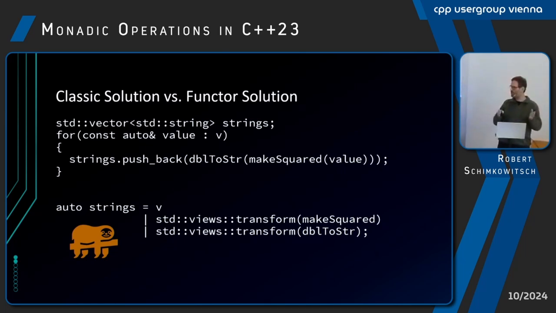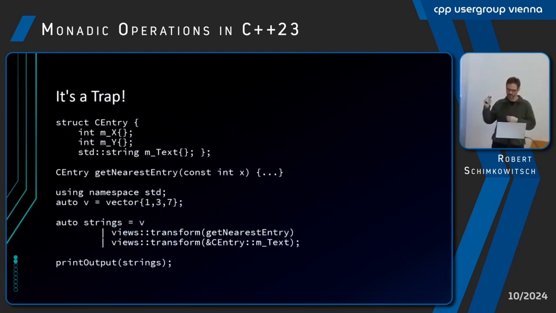There might be some overhead, especially on the memory side. So if you are on embedded and very memory constrained, you might want to benchmark this before using it. And there are traps. Of course there are, it's C++. So who sees the bug?